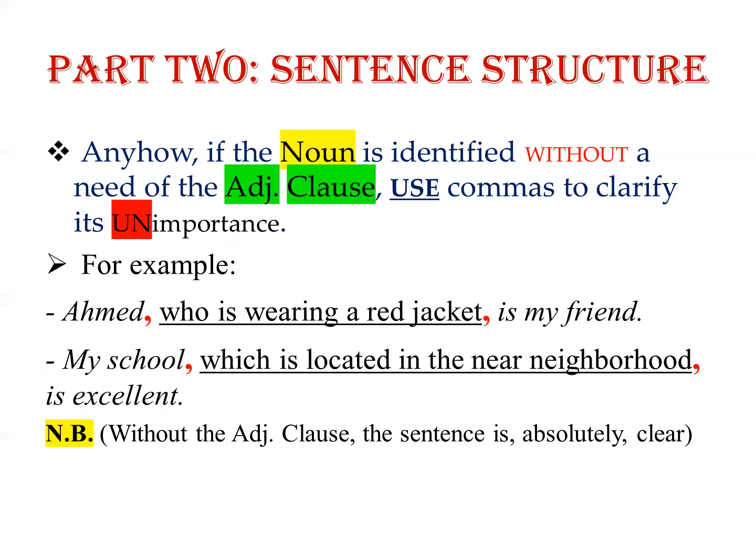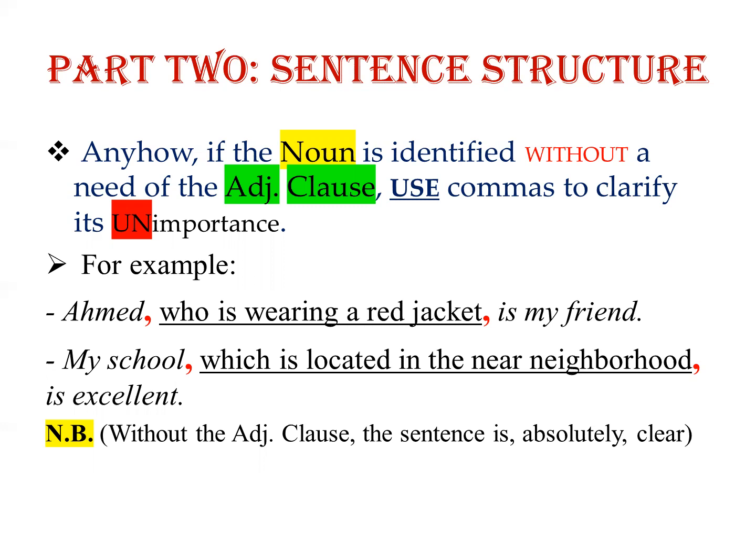So here, the adjective clause is not necessary. It is just extra information. It is identified without a need of the adjective clause. Because of this, we put commas to say that this is just extra information. There is no need for it, but it just gives more extra information about this noun.